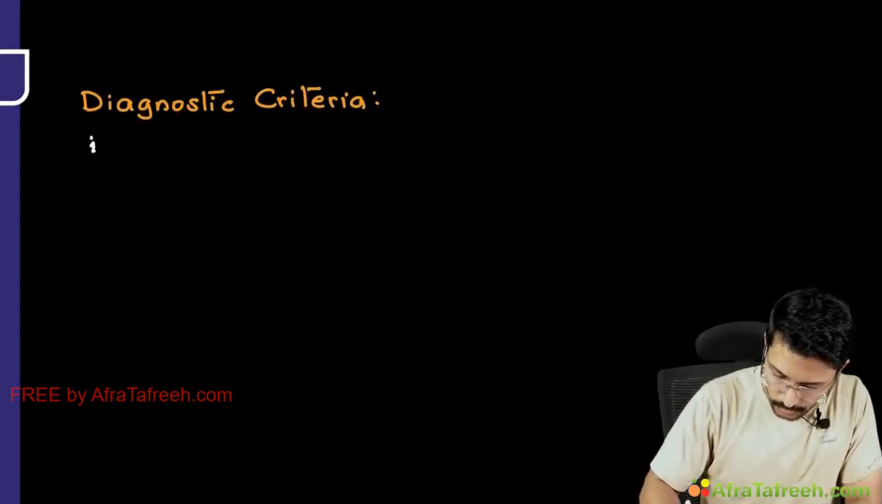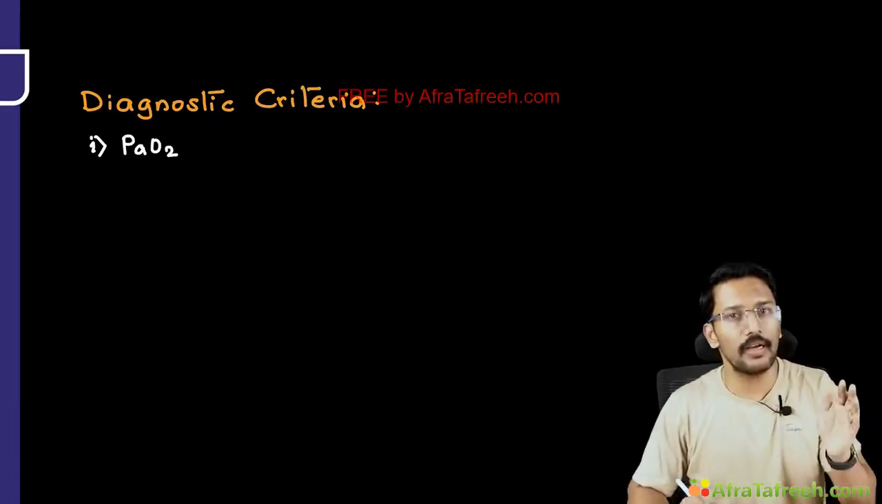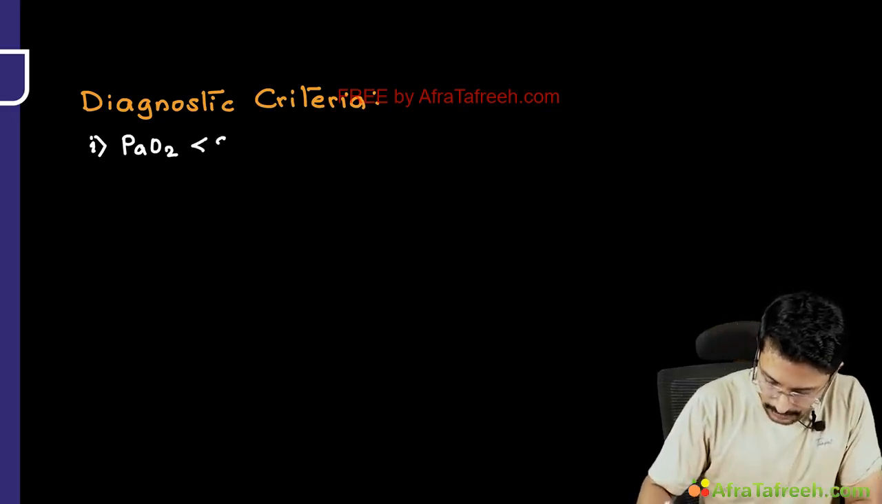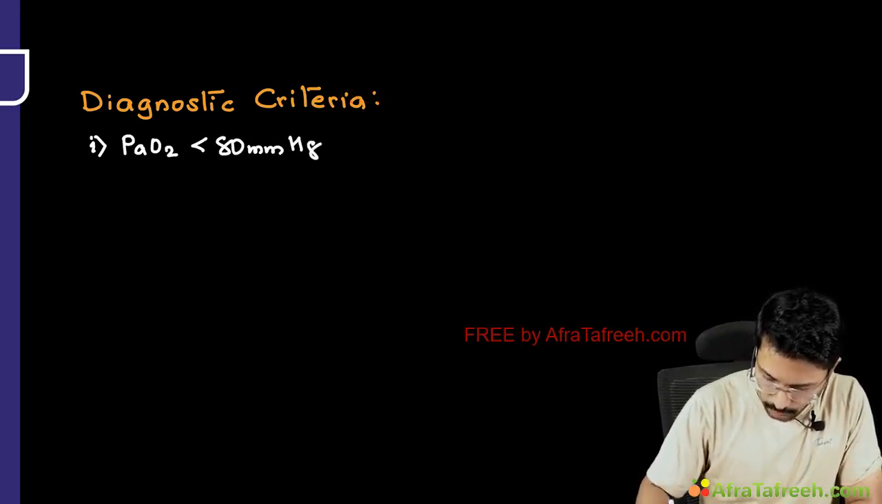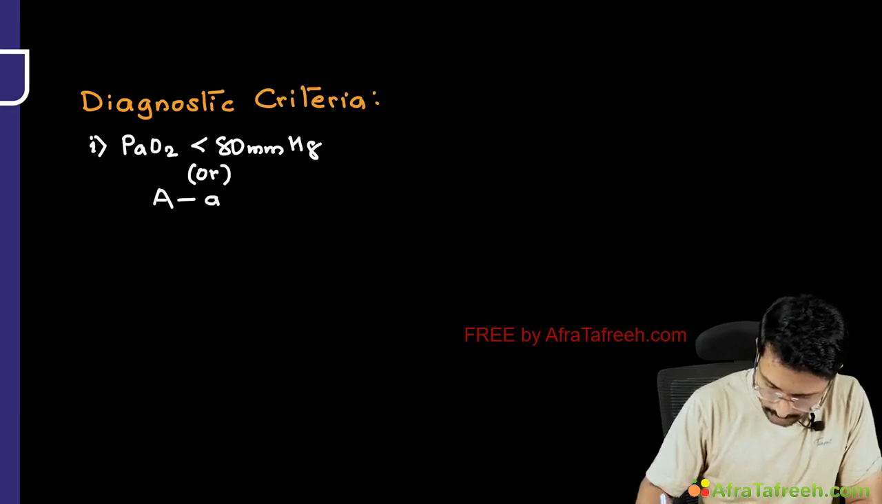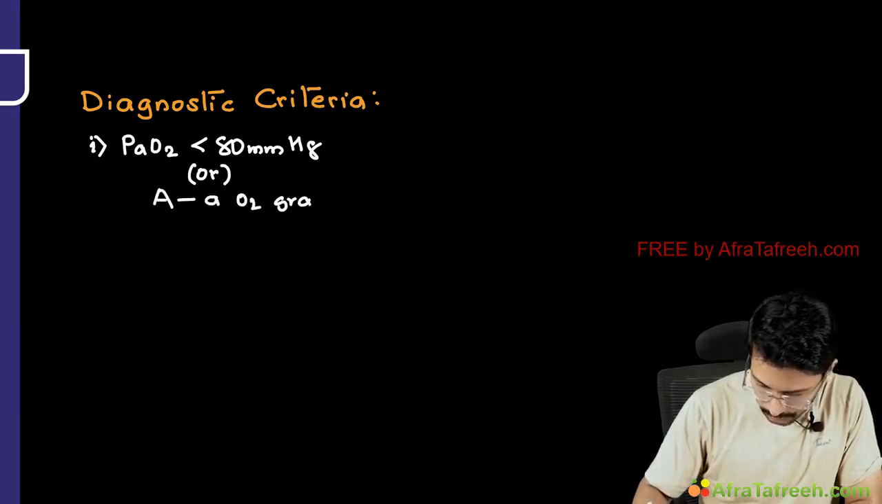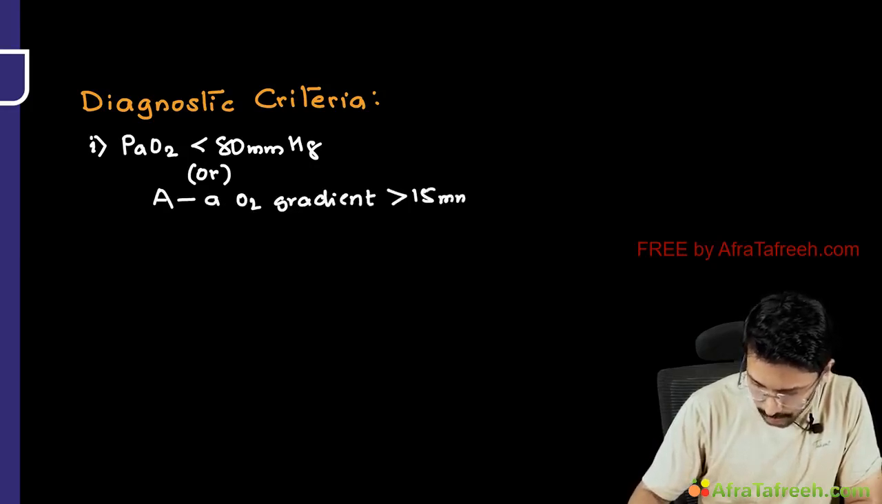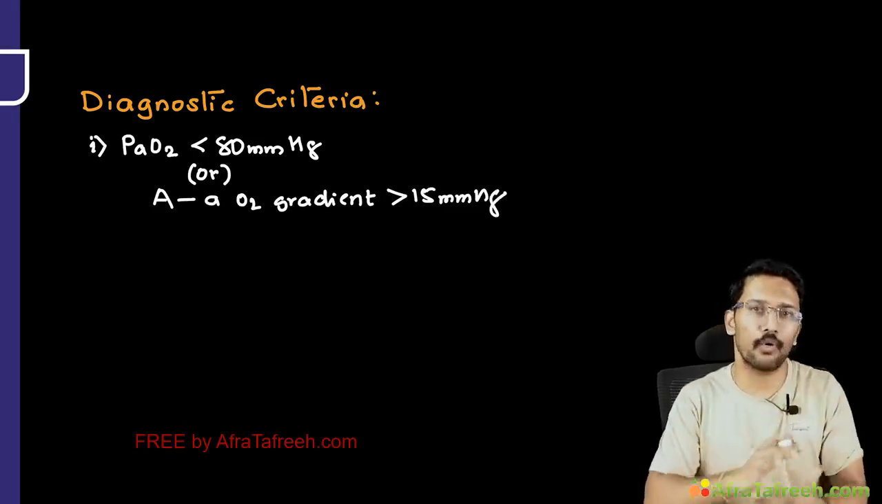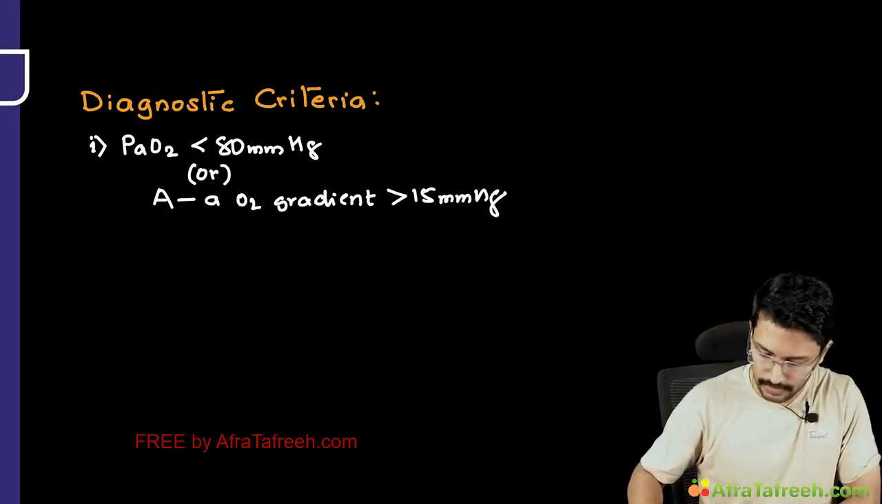What is the number one diagnostic criteria? There should be hypoxia, and here we are looking at PaO2 and alveolar arterial oxygen gradient. So when PaO2 is less than 80 millimeters of mercury, or, please pay attention, I'm saying or, alveolar arterial oxygen gradient more than 15 millimeters of mercury. That satisfies the hypoxia component of the definition. That's the first diagnostic criteria.